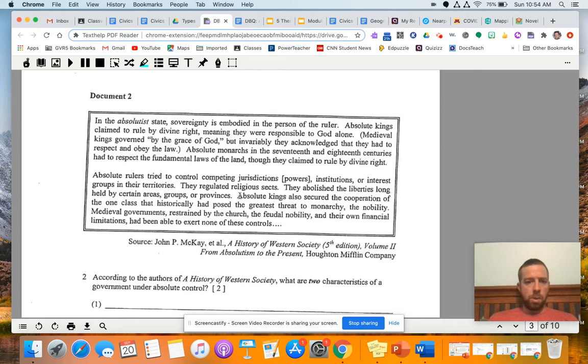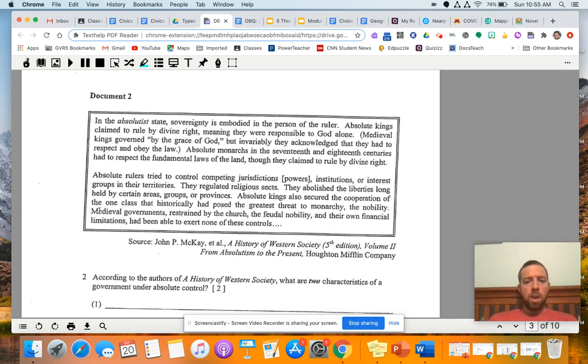Third sentence, maybe fourth. Okay. Absolute kings also secured the cooperation of the one class that historically had posed the greatest threat to monarchy, the nobility. So another characteristic, they tried to control the wealthy. They tried to have the wealthy be on their side because the wealthy posed the greatest threat to them. They had the power to potentially hire their own armies to overthrow kings. So that was a characteristic with authoritarian governments, to get the wealthy, the elite, on their side.